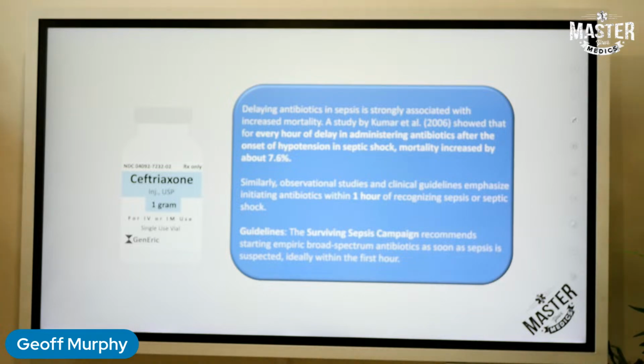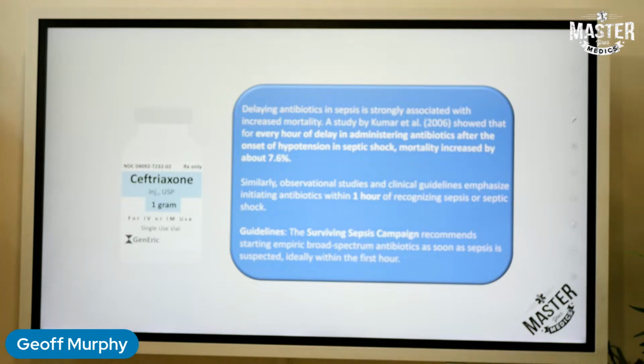So what we're looking at here is a patient that has a higher mortality rate for every hour that's delayed in giving antibiotics. So when we identify sepsis, we should be relaying that to the hospitals so that they can start their protocol on giving early antibiotics to decrease the mortality of sepsis.